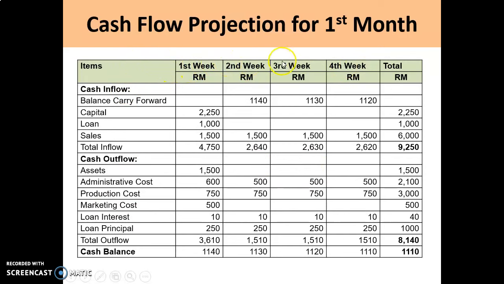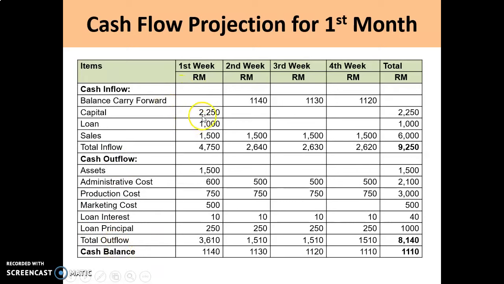So the cash flow here, we can divide it on a weekly basis: the first week, second week, third week, and fourth week. The items here are the cash inflow, the money coming into the account, the business, and the cash outflow, where the money goes out from your account. And then we have the cash balance, the balance that we have after we have deducted all the outflows. The balance carry forward, capital, loan, sales, and total inflow are under the cash inflow column, and assets, administrative costs, production costs, marketing costs, loan interest, loan principal, and total outflow are under the cash outflow column. So you have the cash balance here.